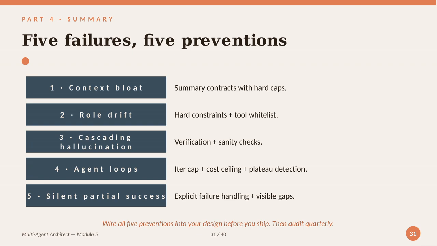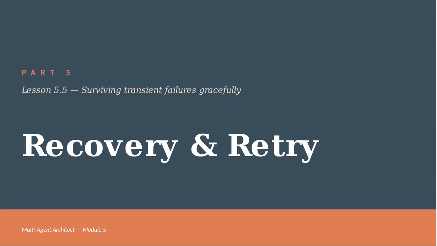This slide is the one to print and tape next to your monitor. 5 failures. 5 preventions. The taxonomy of why multi-agent systems break. Last section. Part 5. Recovery and retry. Designing systems that survive transient failures gracefully.